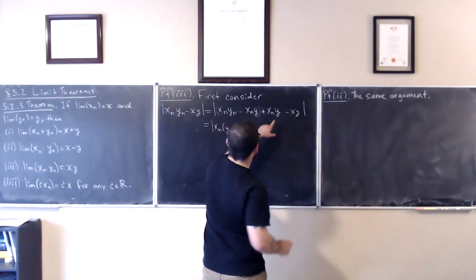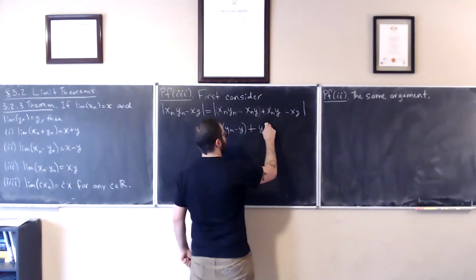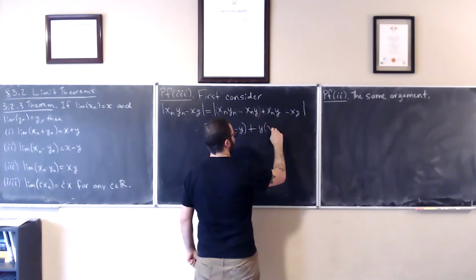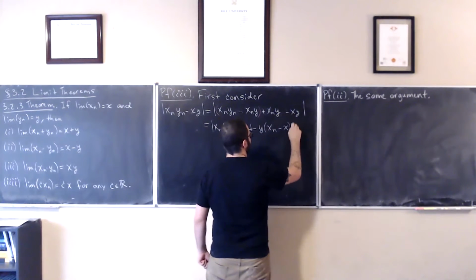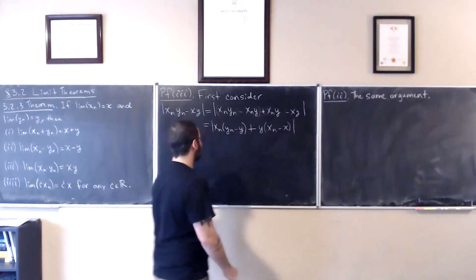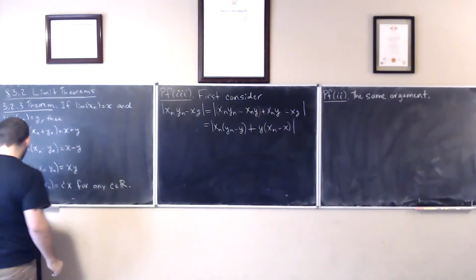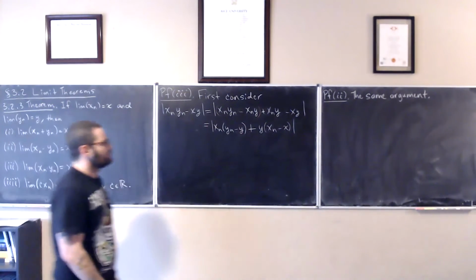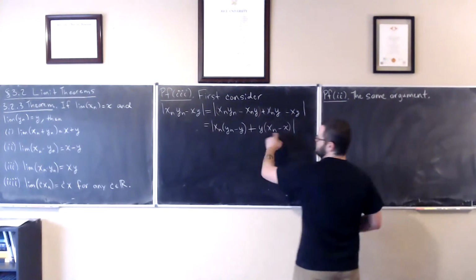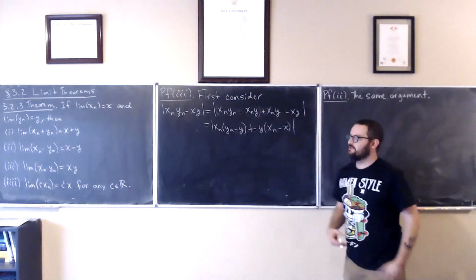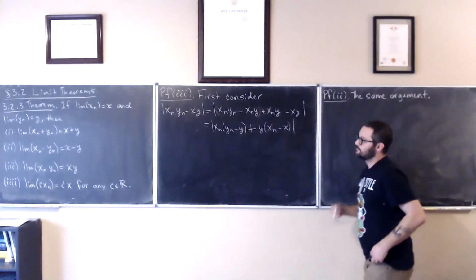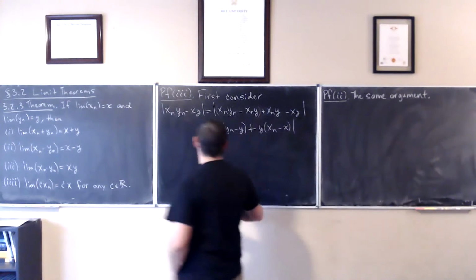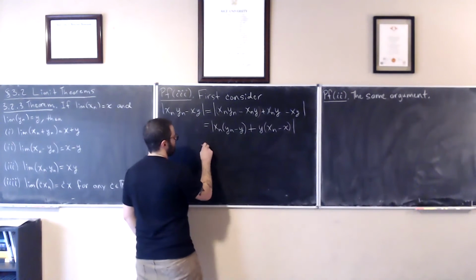Plus, if I take out y here, I get xn minus x. So I'm on the right track. I know that that's going to get small and that's going to get small eventually. And my goal is to make that small, getting there. So now I can use the triangle inequality.